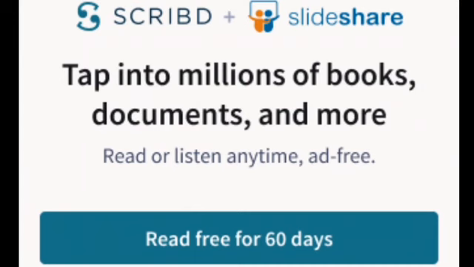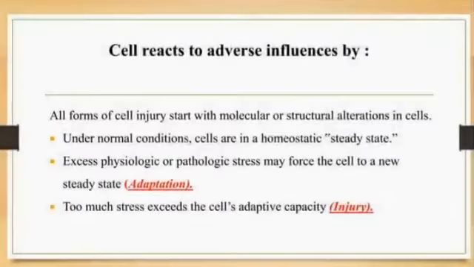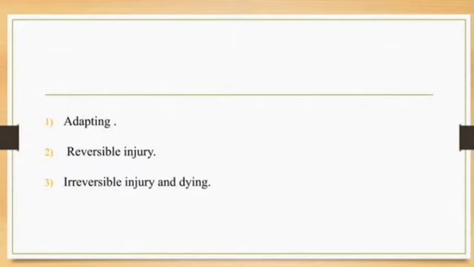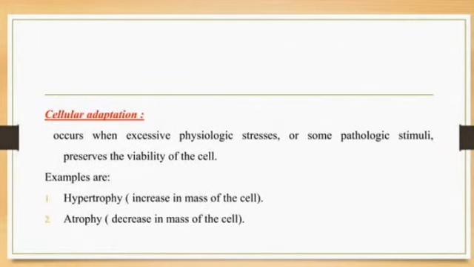Cell reacts to the adverse influences. All forms of cell injury start with molecular or structural alteration in the cells. Under normal conditions, cells are in homeostasis, that is the steady state. Excess physiologic or pathological stress may force the cell to a new steady state called adaptation. Too much stress exceeds the cell's adaptive capacity. This is called injury. The first one we can go with is adapting, then reversible injury, irreversible injury and dying.